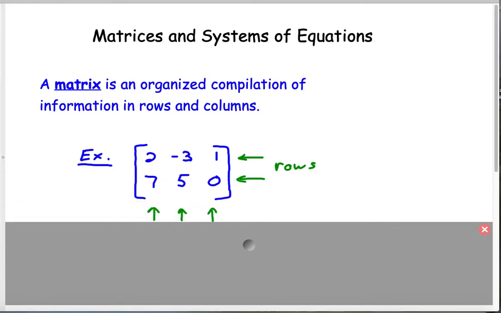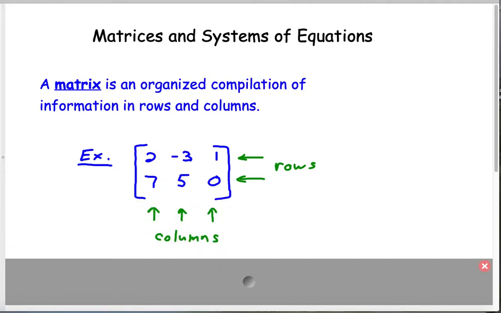So, a matrix is simply an organized compilation of information in rows and columns. For example, here's a matrix which has 2 rows and 3 columns. So there's 6 entries total in this matrix.